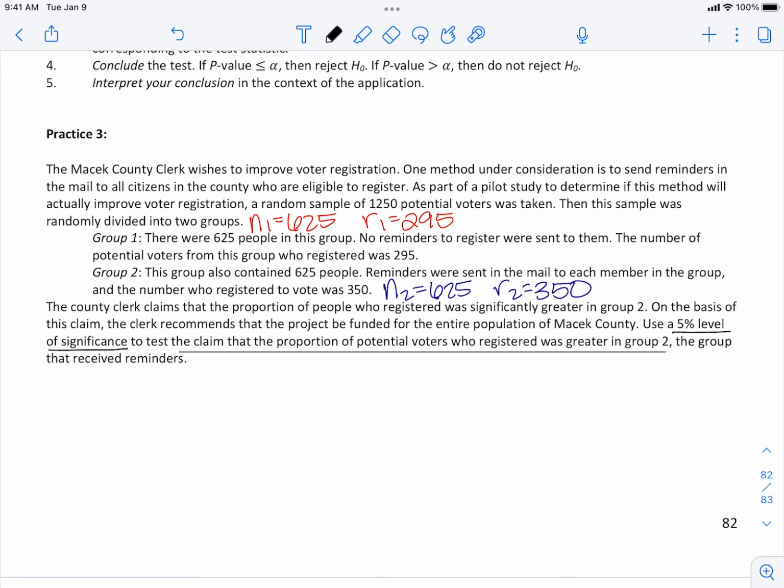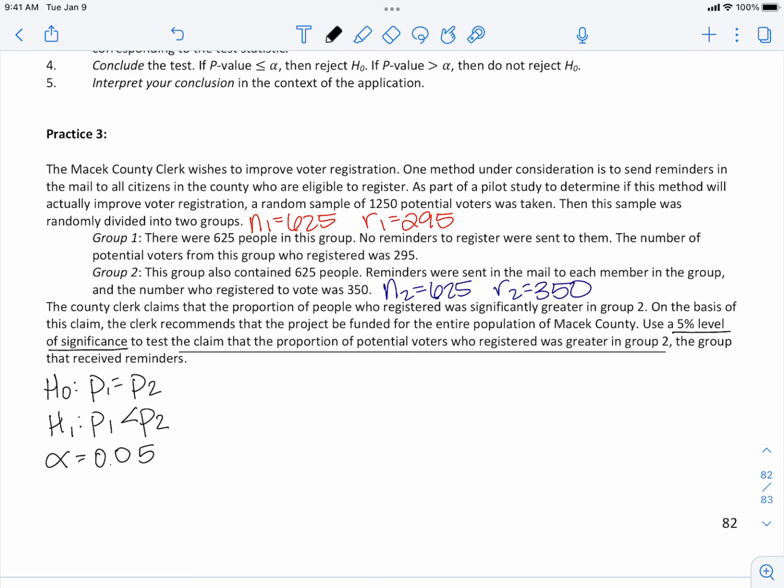I want you to start by writing the hypotheses. Okay, our null hypothesis is going to be P1 is equal to P2. Our alternate hypothesis is going to be P1 is less than P2. And we're going to use alpha is equal to 0.05.